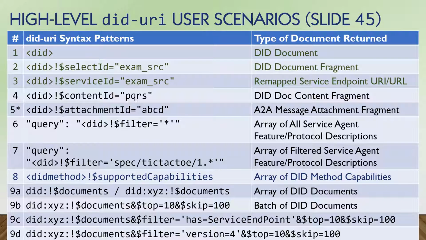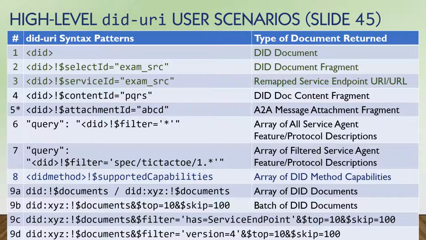So here we're saying for a particular did, we're going to pipe that through $filter this time. And the filter is star. It's a wildcard. So this says return everything to us. In number 7, we can see a similar construct, but when we look at the filter expression, it doesn't just say star. It says /tic-tac-toe/1.star. So this is only going to give us the tic-tac-toe features. So we call this an array of filtered service agent feature descriptions.